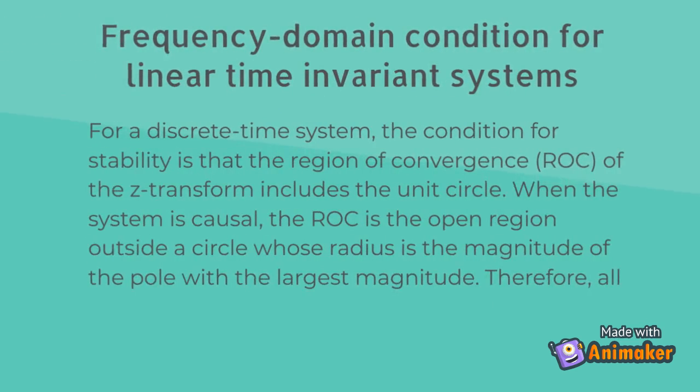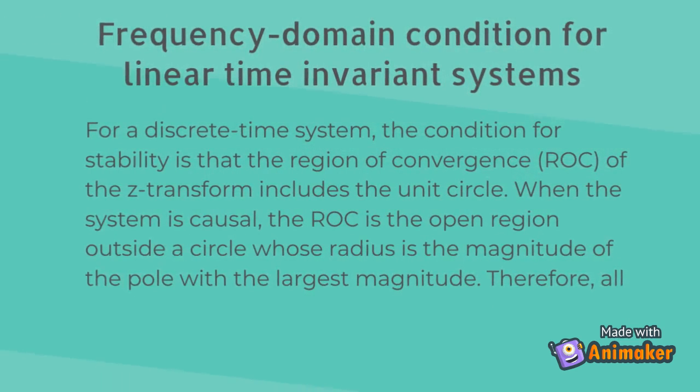Now we see the frequency domain condition for linear time invariant systems. For a discrete time system, the condition for stability is that the region of convergence of the Z transform includes the unit circle. When the system is causal, the ROC is the open region outside a circle whose radius is the magnitude of the pole with the largest magnitude. Therefore, all poles of the system must be inside the unit circle in the Z plane for BIBO stability.